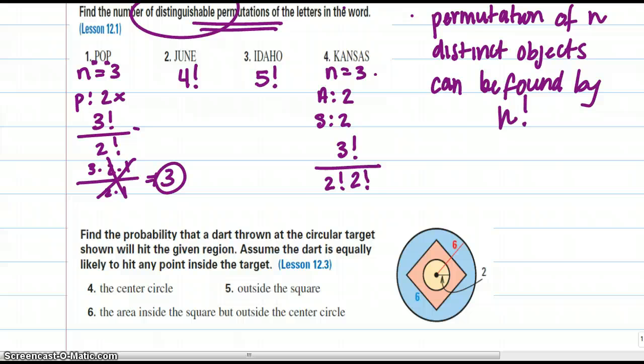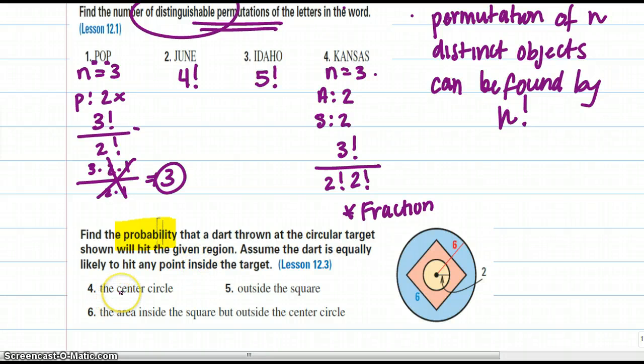Okay, one more example. This one is probability. Remember I said how important it was at the beginning to figure out what types of problems you're dealing with. In this case, it says find the probability, so I know I need some sort of fraction. If I look at number 4 here, we're finding the probability that a dart thrown at the circular target shown will hit the given region. Assume the dart is equally likely to hit any point inside the target.